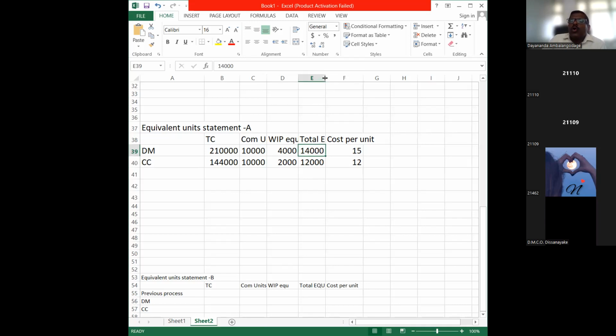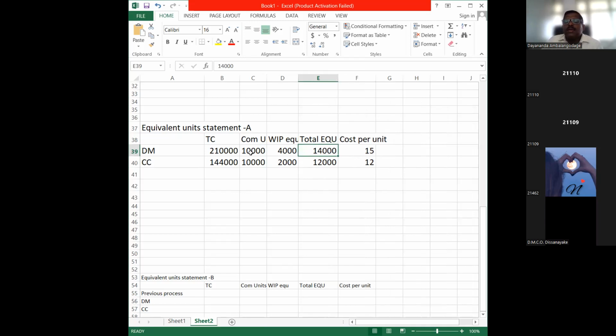What I did was total equivalent unit cost. Total equivalent unit cost means these two columns total.